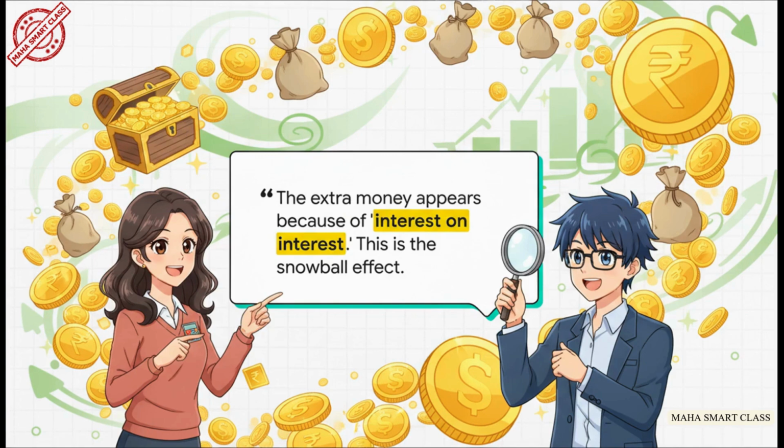But hang on a second. If this were simple interest, it would have been exactly 200 rupees. So where did that extra 10 rupees come from? That, my friends, is the snowball effect. In that second year, you weren't just earning interest on your original 1,000. You were earning interest on the interest you already made. Your money literally started making its own money.